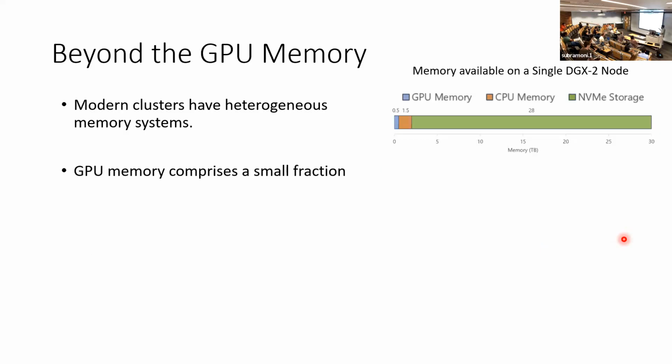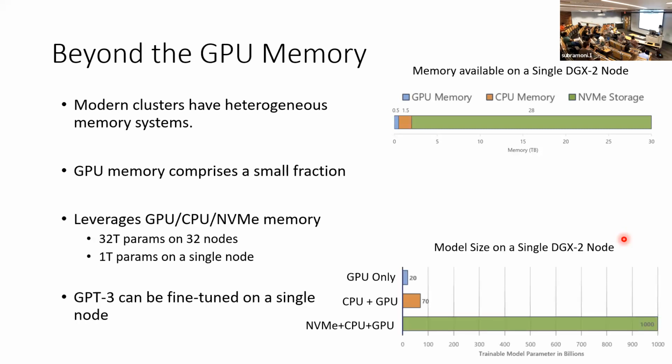So how do we go beyond GPU memory? We've talked a bit about it, this is just a deeper dive. GPU memory, as you can see, is like 0.5%, a really small percentage of your overall memory available in a DGX-2 node. The blue is GPU, the orange is CPU, and the green is the NVMe storage. There's lots of it, right? And it's also pretty fast. So can you leverage it, right?